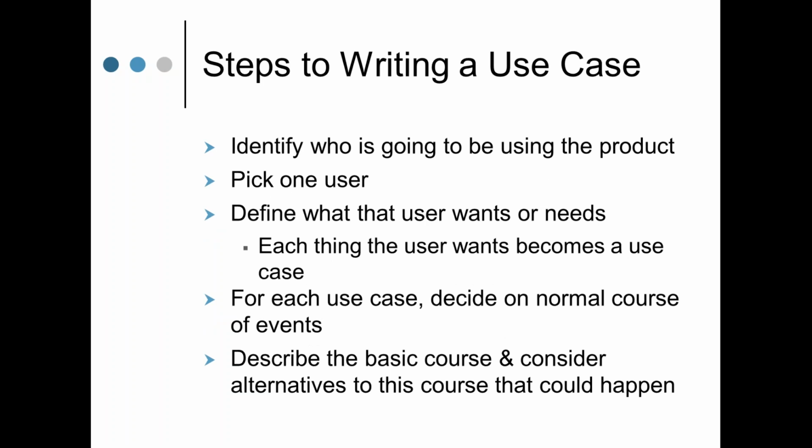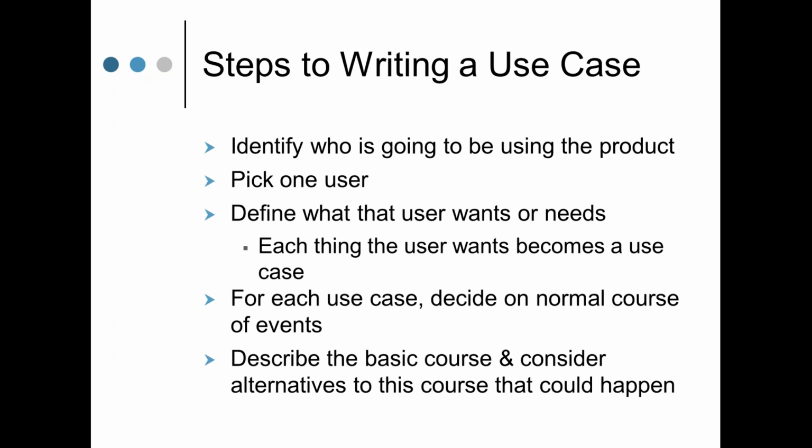So there are some steps in writing a use case. The first is to identify who is going to be using the product. So we have to know who our user is. So we pick one user. So we come up with personas, and then we pick one persona and we go with that persona. We start with it. We define what the user wants or needs, that specific persona.